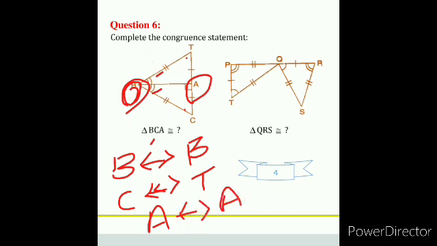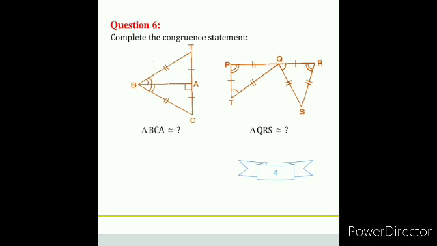So how do you name this triangle? BTA. Triangle BTA. I will show the solution. Don't copy this, just listen. Got it, children?